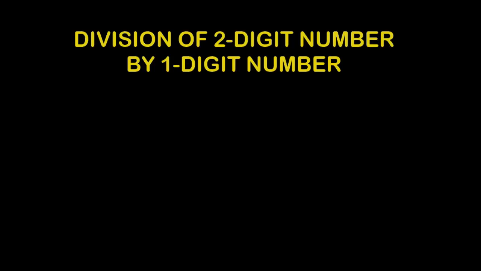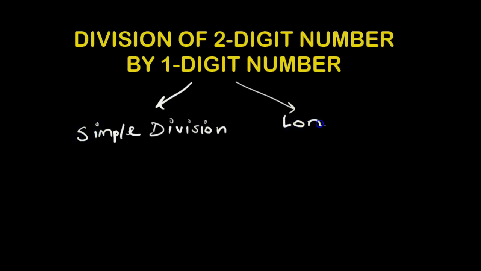In this video, we will understand how to divide numbers of 2-digit with numbers of 1-digit. Division of a 2-digit number by a 1-digit number is of two types. One is called simple division and the other is called long division. We'll take up both examples one by one. Let's take an example of simple division first.